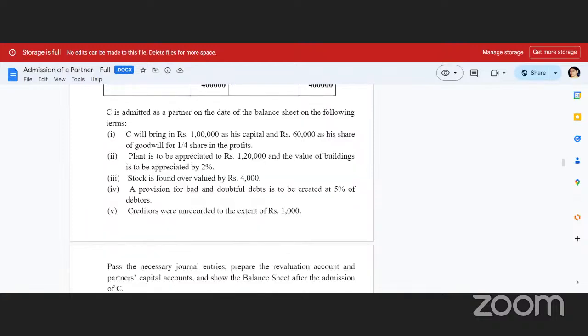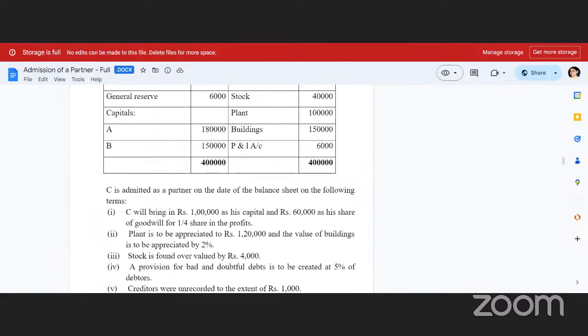Next, provision for bad debts, 5% on debtors. Provision for bad debts is always a loss to the firm, which decreases the amount to be received by the firm from the debtor. If, for example, your debtor, that is your customer who borrowed from you, has to pay 50,000 to you.